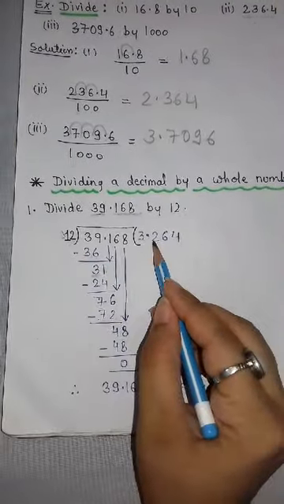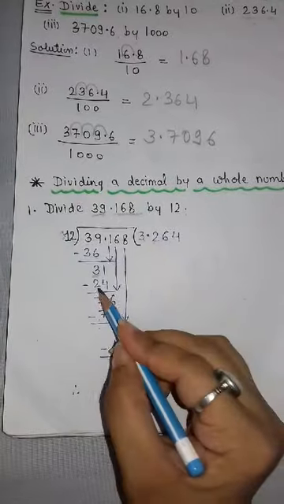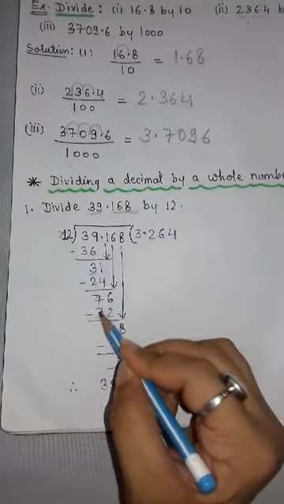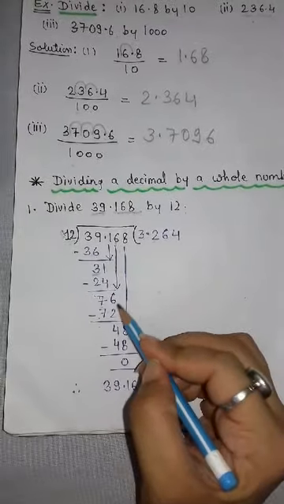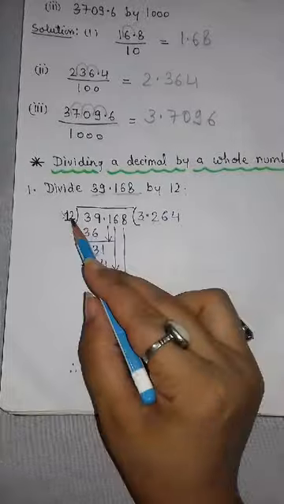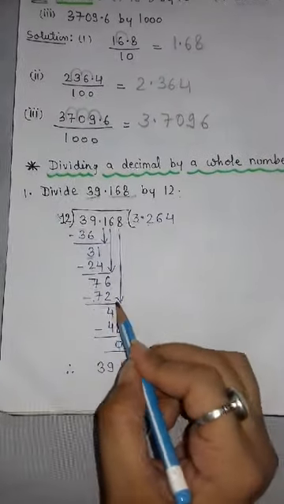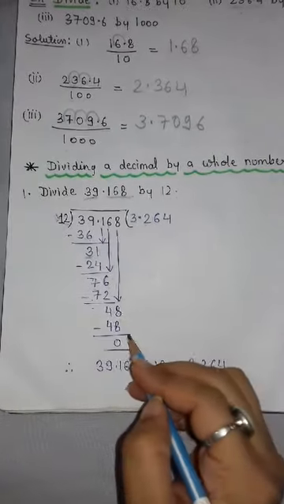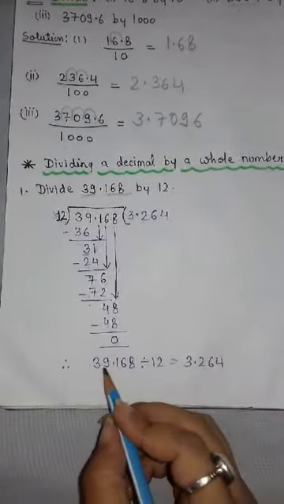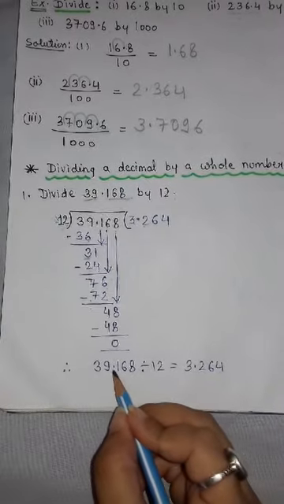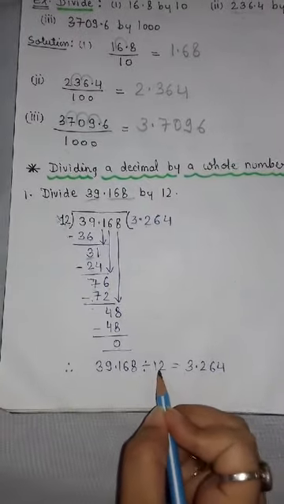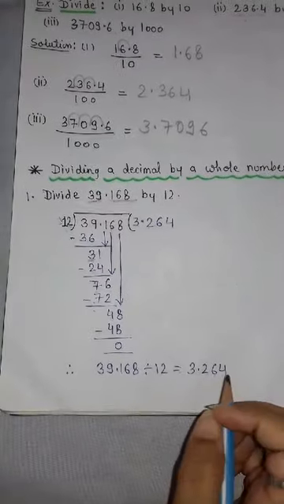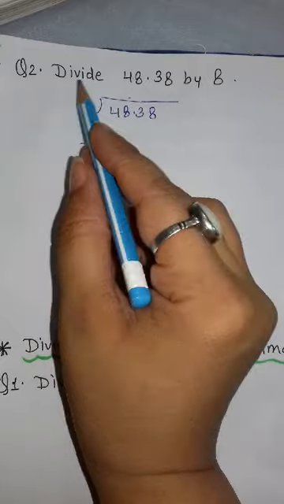So 12 2s are 24. Here write down 1 and 12 2s are 24. Now subtract, remainder 7. Write down 6. 12 6s are 72. Subtract, remainder 4. Write down 8. Now 12 4s are 48 and the remainder is 0. Therefore, 39.168 divided by 12 is equal to 3.264.